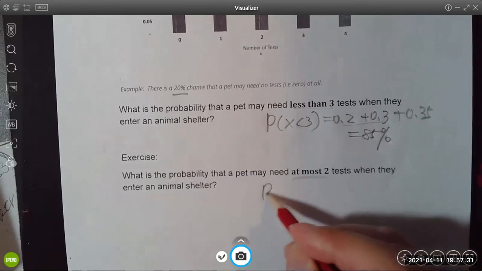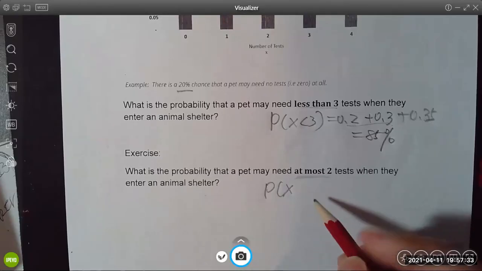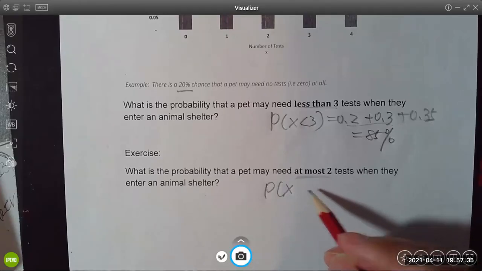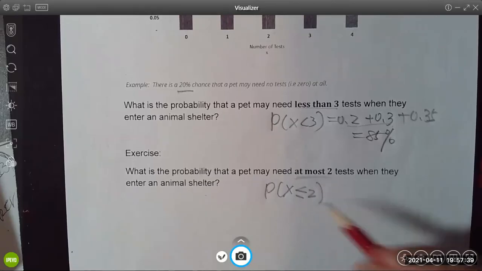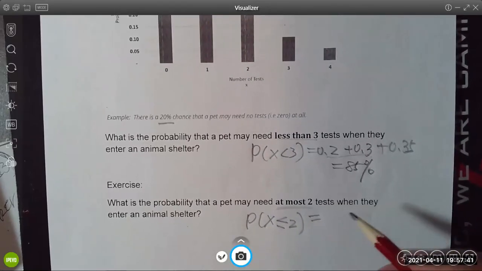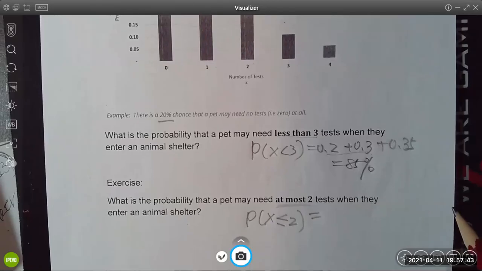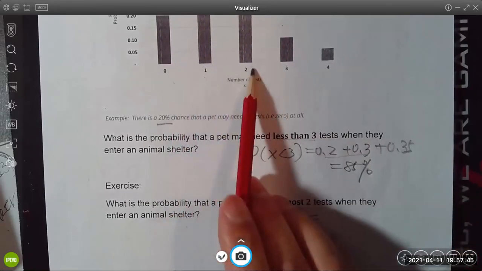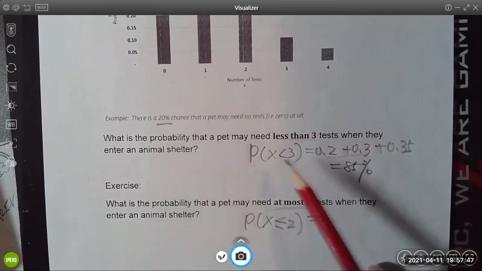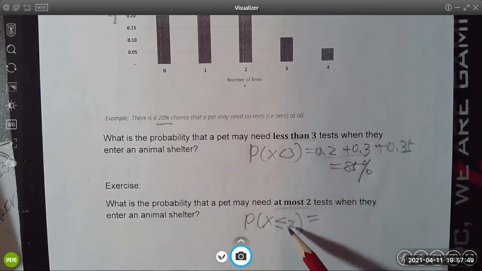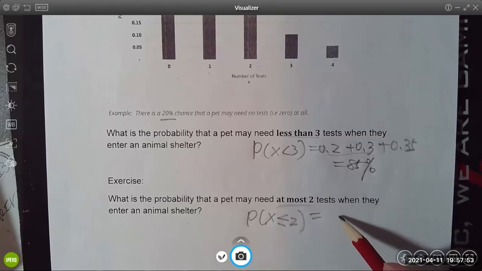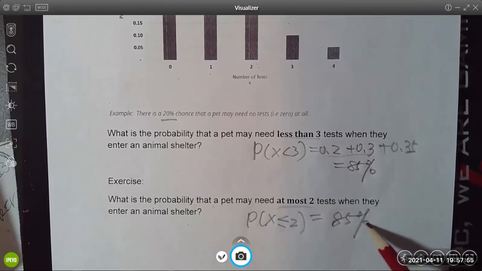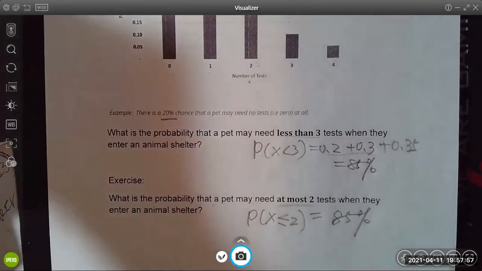So we're looking for the number of tests at most, no bigger than 2. That means smaller than or equal to. That's how you write that. Smaller than or equal to, what do we get? We don't need to do anything. This is exactly the same, just a different way to say that. This one is smaller than 3. This one said no more than 2. This is exactly the same thing. So 85%. Okay, see you guys in the next video.